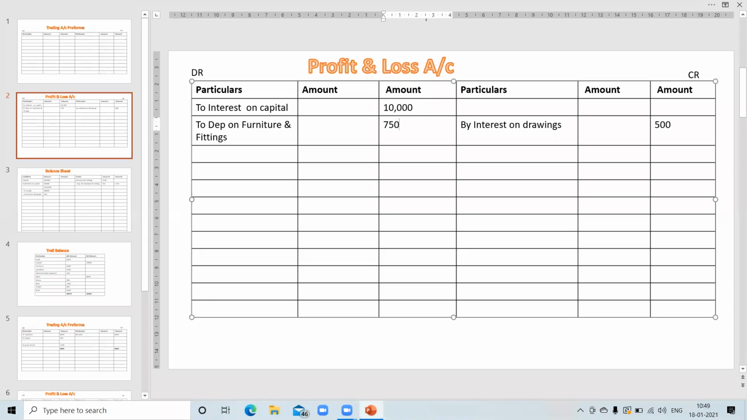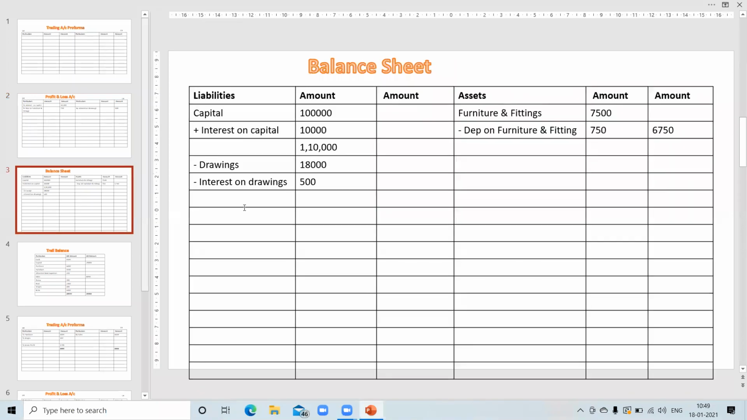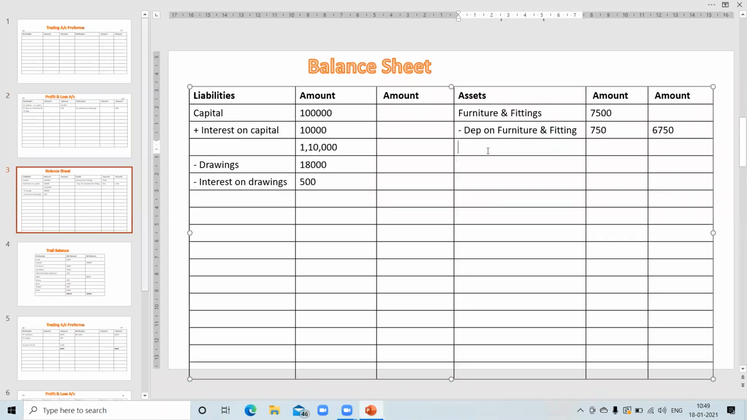And the next one, see, is a motor van. A motor van is also an asset. So it will now be posted on the asset side. Motor van. This amount is 25,000.